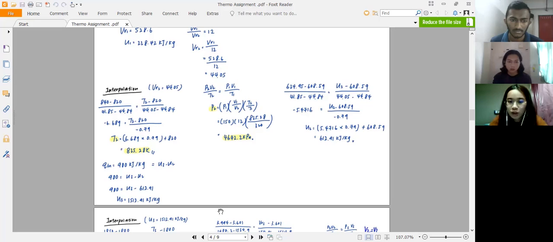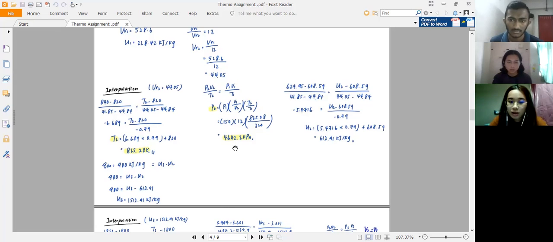Then for the pressure, we need to use the ideal gas equation in which P2V2 over T2 is equal to P1V1 over T1. And then we obtain that the P2 is equal to P1 multiplied by V1 over V2 multiplied by T2 over T1. And then we know that the V1 over V2 is actually equal to the compression ratio, so we just substitute the value of 12 and we obtain that P2 is equal to 4642.2 kilopascal.